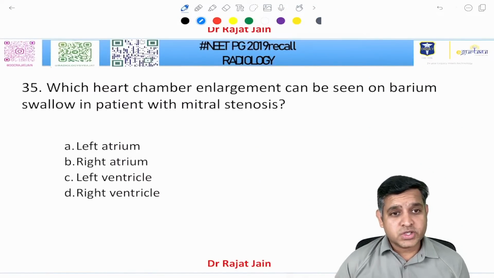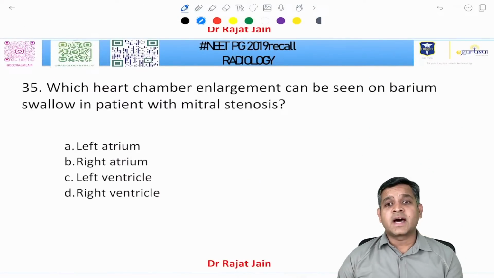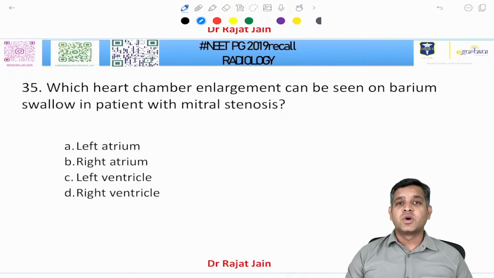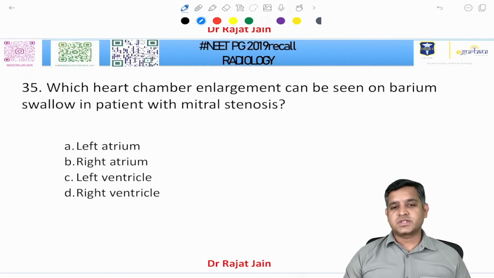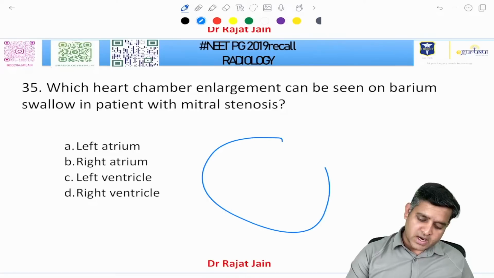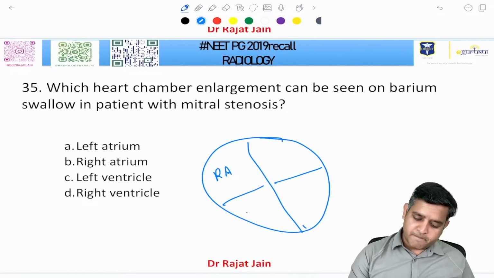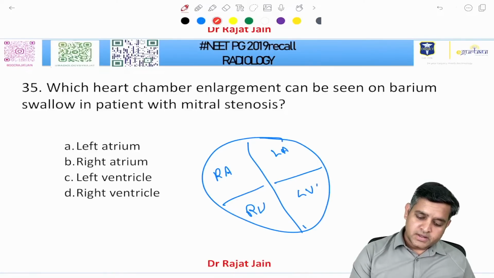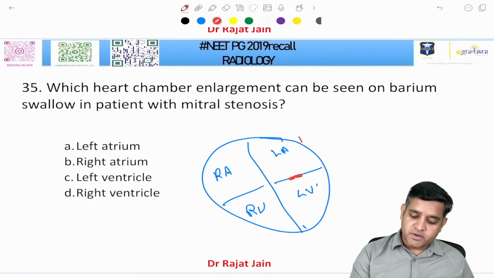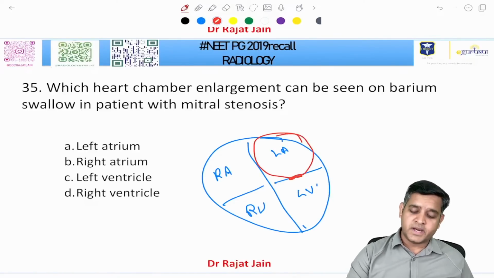This is an interesting question. Which heart chamber enlargement can be seen on barium swallow in a patient with mitral stenosis? So what is happening? This is the heart. This is right atrium, this is right ventricle, this is left ventricle, this is left atrium. There is a stenosis of the mitral valve. So which chamber will be enlarged? This chamber will be enlarged automatically. There is a back pulling and there is a left atrial enlargement.